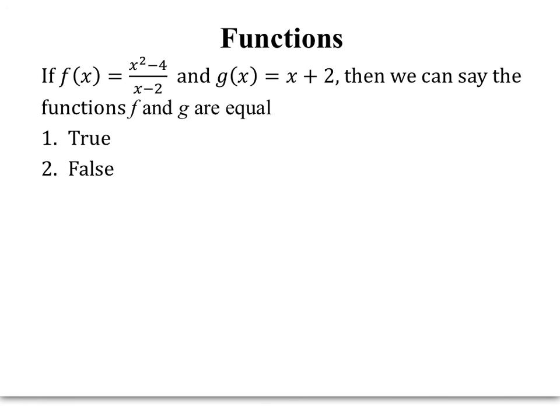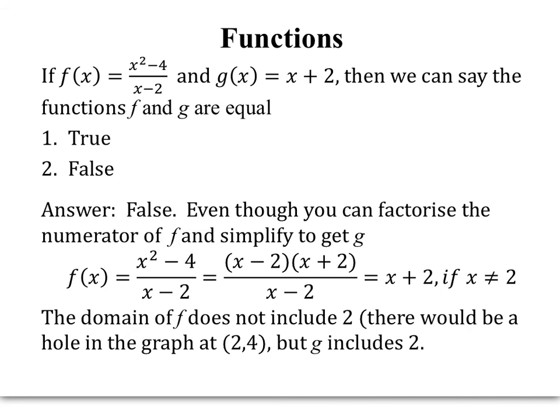So here's an example. If f of x equals x squared minus 4 divided by x minus 2, and g of x equals x plus 2, then we can say the functions f and g are equal. Is that true? And the main thing I want you to think about here is domain. So once again, pause the video, see what you think. The answer is false. So why is the answer false?